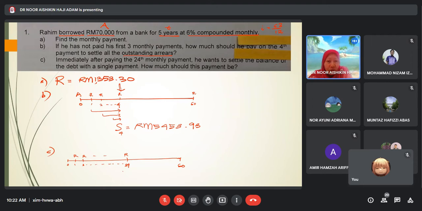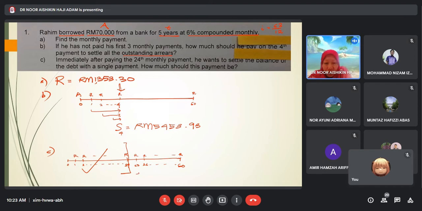But right after making the 24th payment, he wants to settle the balance of the debt. So ni semua dah settle. Ni semua dah bayar macam biasa. Tapi belakang-belakang ni ada lagi kan? 25th, 26 up until the 60th month. Ada lagi R yang dia belum settlekan, betul? Betul tak? Tetapi dia tak nak tunggu. Dia tak nak tunggu up until 5 years to settle off the debt. Semua dia nak settlekan dekat sini.